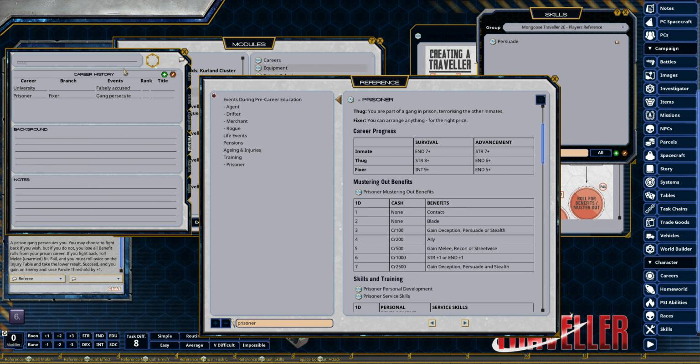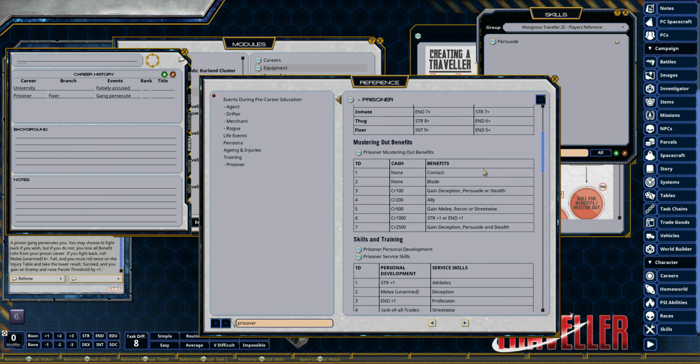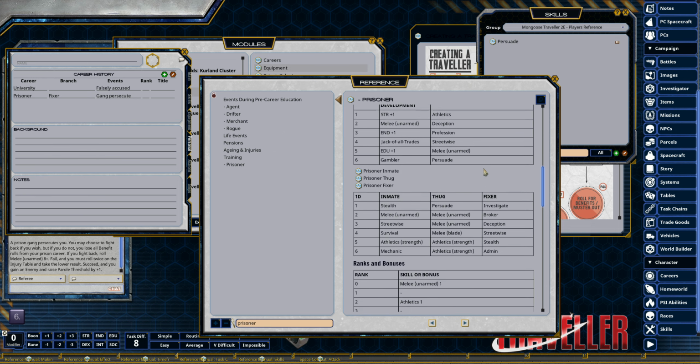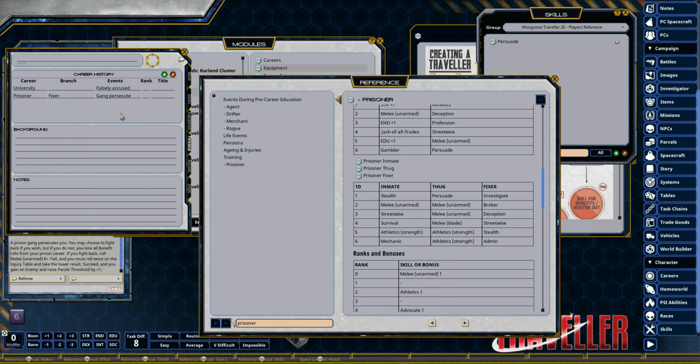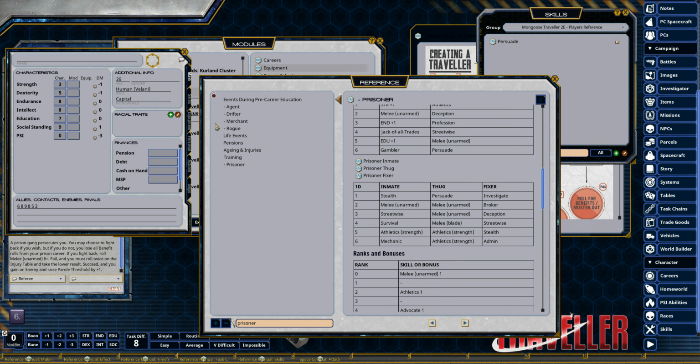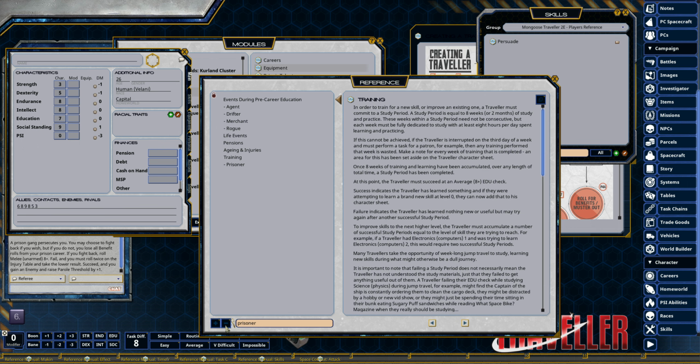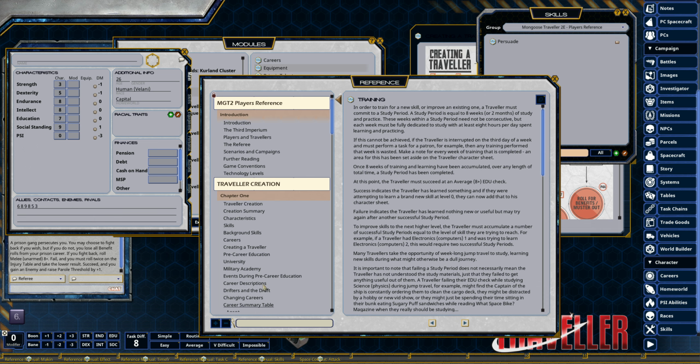Okay, so advancement is endurance 5 or higher. Or no, wait, that was a mishap, so I wouldn't do that. Okay, I get out of prison. Well, now I'm out of prison. I get my butt whooped by the gang, and I'm out of prison. What do I want to do now as far as my career goes? Well, that's a good question, isn't it?